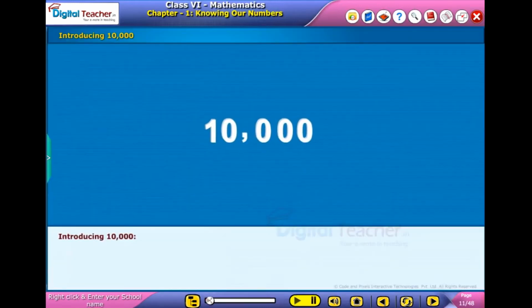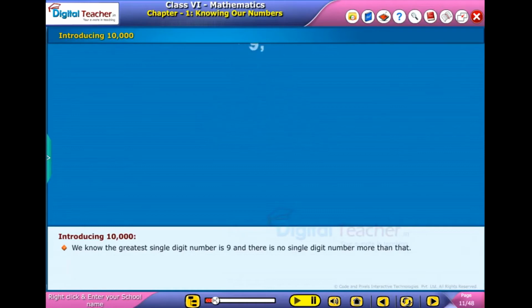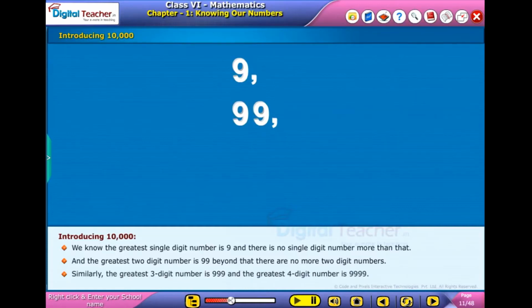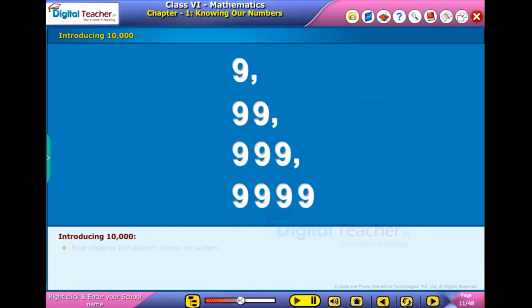Introducing 10,000. We know the greatest single-digit number is 9, and there is no single-digit number more than that. And the greatest two-digit number is 99. Beyond that, there are no more two-digit numbers. Similarly, the greatest three-digit number is 999, and the greatest four-digit number is 9999. Now observe the pattern shown on screen.